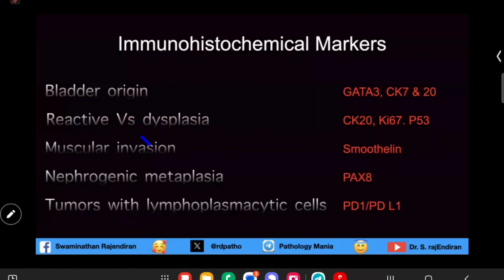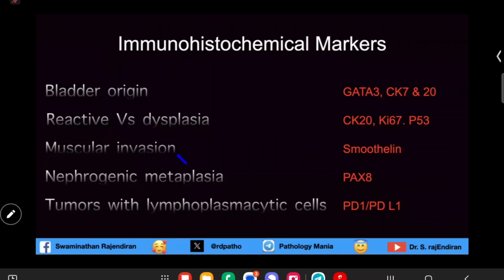Coming to IHCs in urothelial tumors or in bladder. So these are all the IHCs. To make sure it's epithelium of bladder origin, it's GATA3, CK7 and CK20. But this bladder origin may not differentiate low-grade papillary urothelial carcinoma from high-grade because they are all of bladder origin. But when you are thinking of urothelial or non-urothelial, for example, paraganglioma, these can be of use. And this we already talked about. To differentiate reactive from dysplasia, CK20, Ki67, P53.